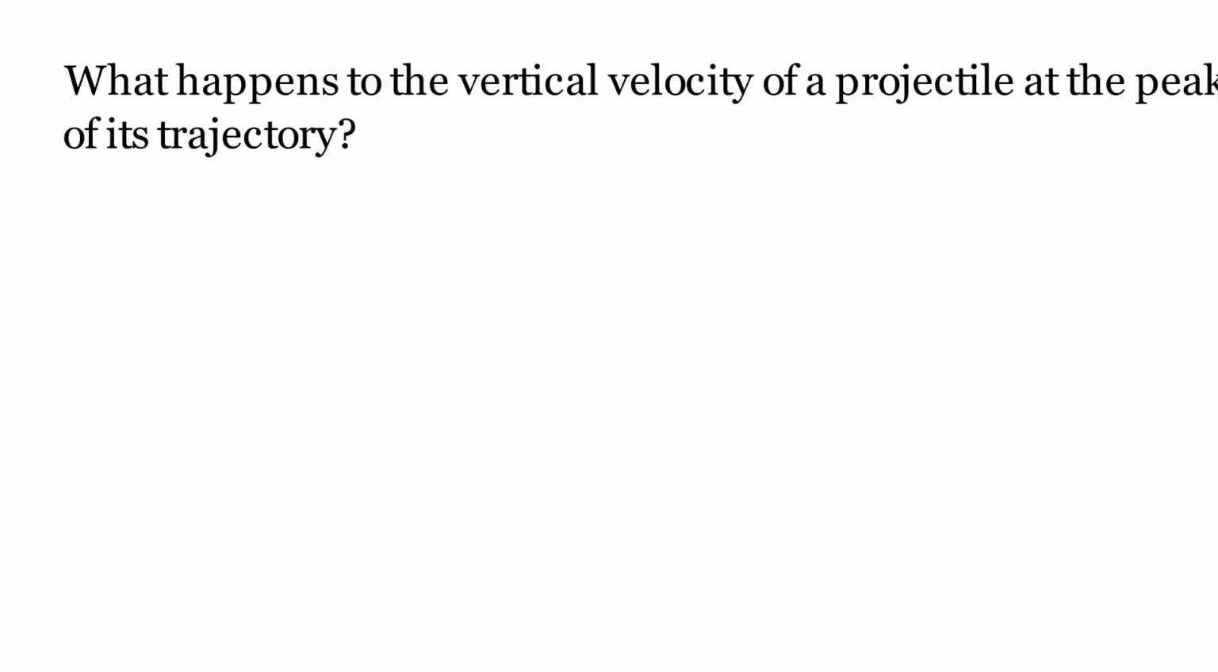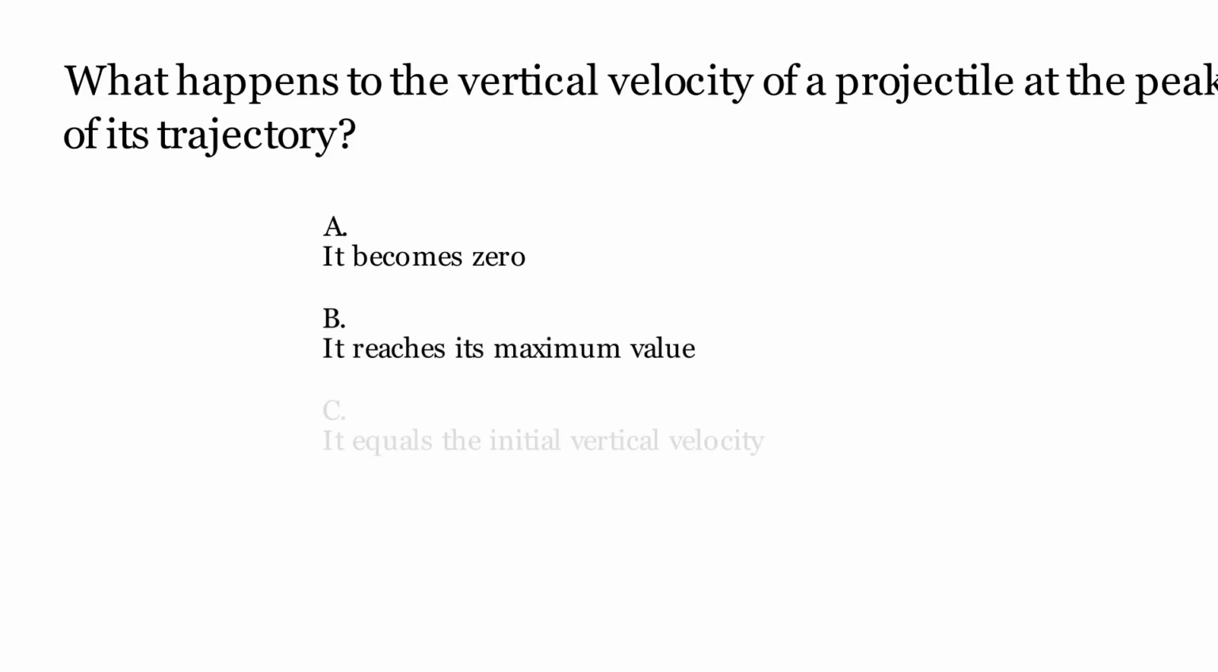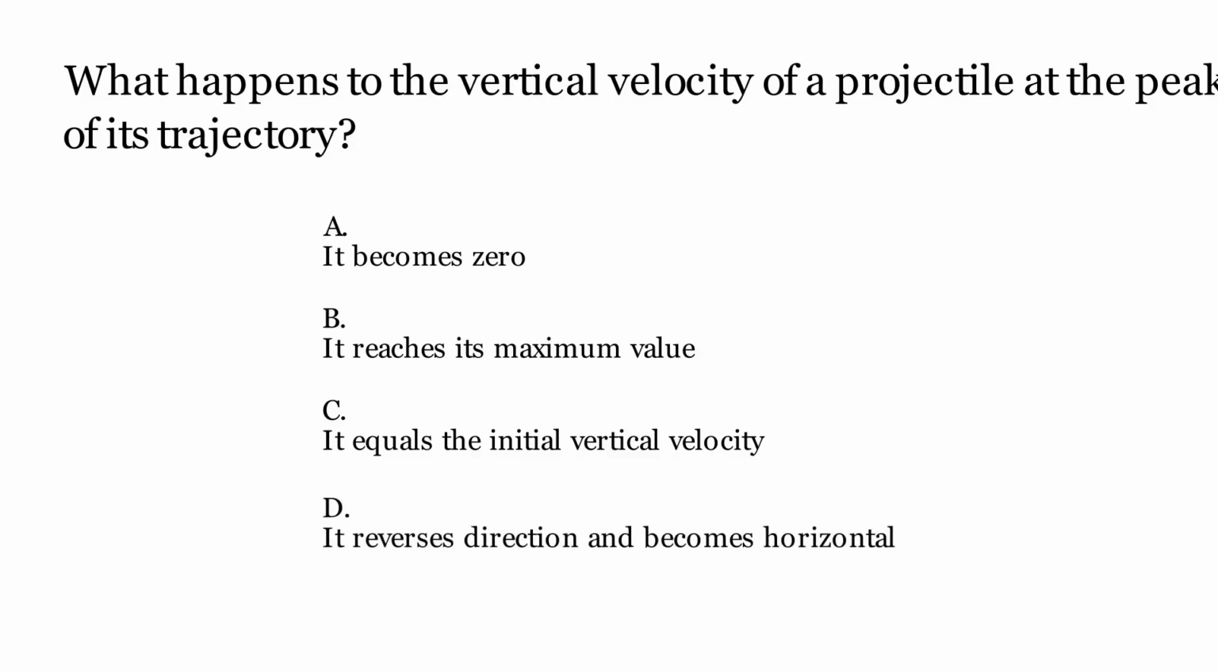What happens to the vertical velocity of a projectile at the peak of its trajectory? Letter A. It becomes 0. Letter B. It reaches its maximum value. Letter C. It equals the initial vertical velocity. Letter D. It reverses direction and becomes horizontal.